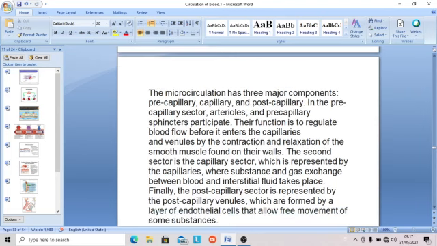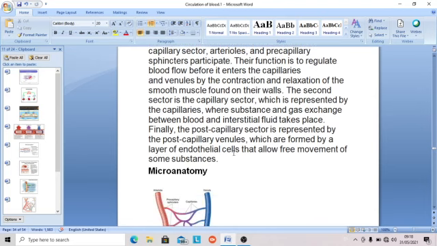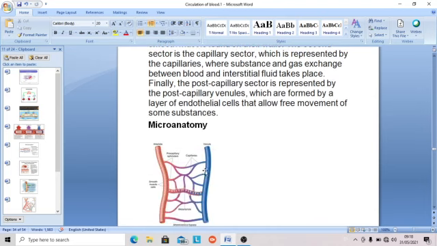Finally, the postcapillary sector is represented by postcapillary venules, which are formed by a layer of endothelial cells that allow the free movement of these substances. So in venules, there are endothelial cells, and there is a gap between the endothelial cells, as you have seen. So they allow the free movement of substances.